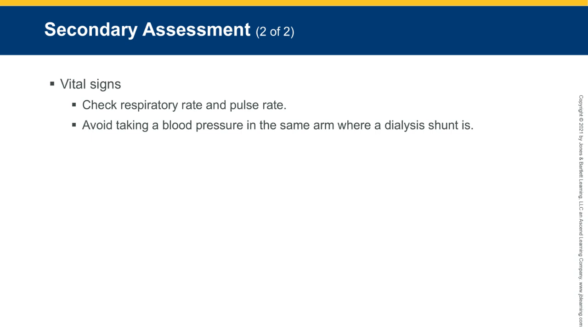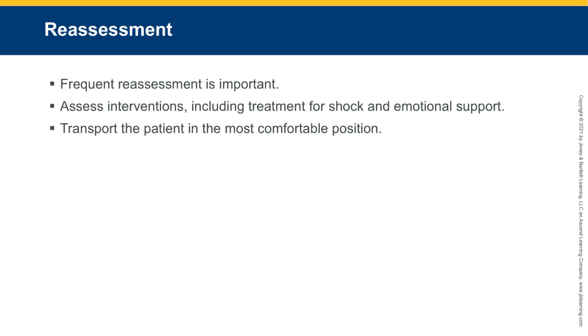Check vital signs, including respiratory and pulse rate. Avoid taking blood pressure in an arm with a dialysis shunt. Frequent reassessments are crucial for detecting deterioration. Continuously reassess the patient, monitoring for worsening symptoms. Address shock and provide emotional support. Transport the patient in the most comfortable position.